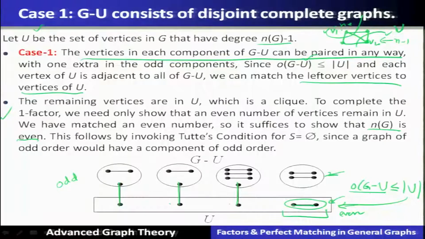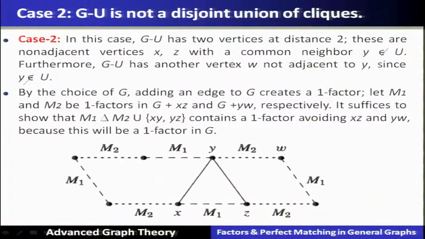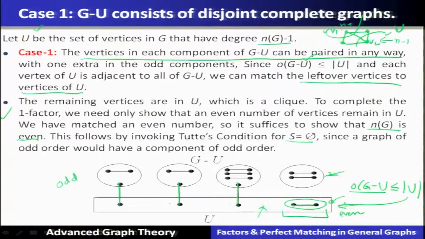This follows by invoking Tutte's condition for S equal to empty, since a graph of odd order would have a component of odd order. Now, let us see the case when G minus u is not a disjoint union of cliques. The previous condition says that G minus u is a disjoint union of complete graphs, that is the cliques, and we have done this particular perfect matching.